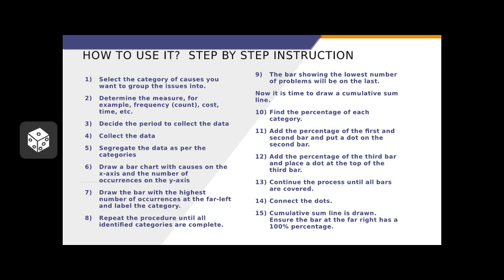Now it is time to draw a cumulative sum line. Now this can be optional in a Pareto chart. The first thing to do is find the percentage of each category. Then add the percentage of the first and second bar and put a dot on the second bar. After that, add the percentage of the third bar and place a dot at the top of the third bar. And then you will continue the process until all bars are covered, and then you connect the dots. Eventually, you'll end up with the cumulative sum line. This will ensure the bar at the far right has a 100% percentage.